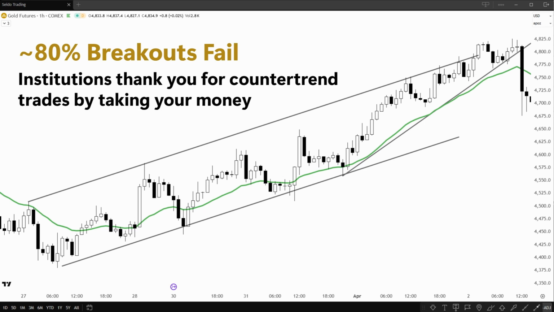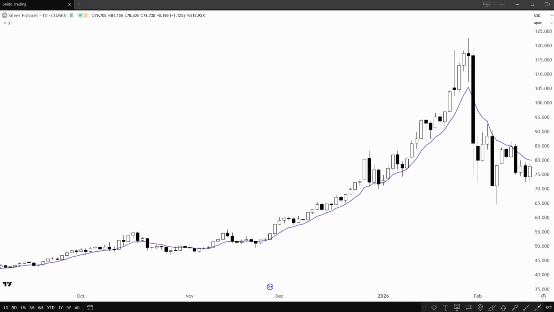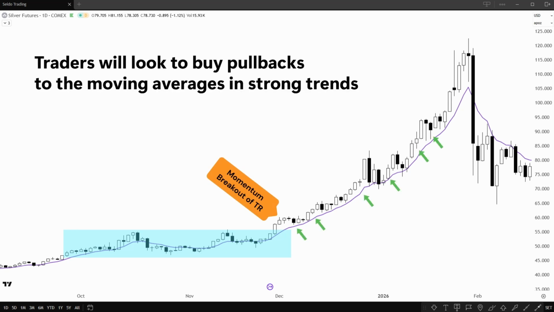Traders will use moving averages and trend lines as dynamic support and resistance within a trend. In trends, pullbacks to the EMA represent continuation behaviour. Traders will use them as opportunities to interact with the market.